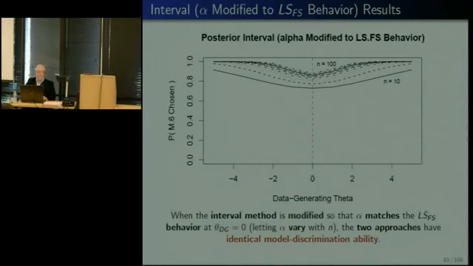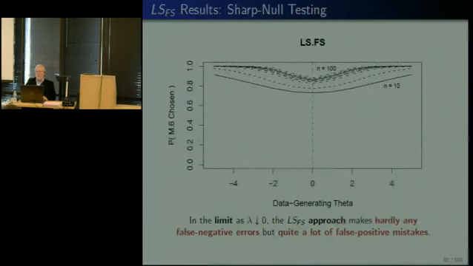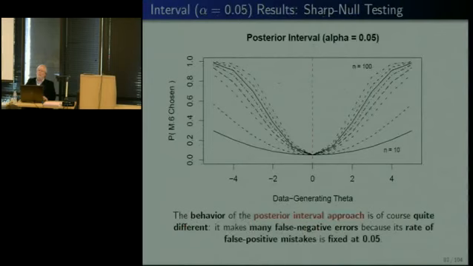And when I modify the interval method to have its alpha match the full sample log score behavior right at 0, and I have to let alpha vary with n, which is something that frequentists typically don't do, I discover that both of them are processing the data, extracting signal from the data in an identical manner. So again, what's built into this picture versus this one is not how much you're learning from the data, but what stand you take about false positives and false negatives. Identical information content, completely different implicit position about false positives and false negatives.